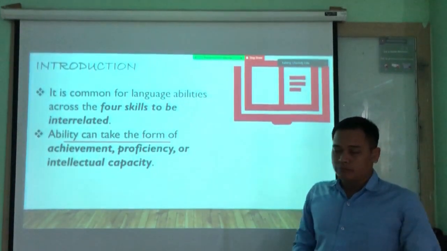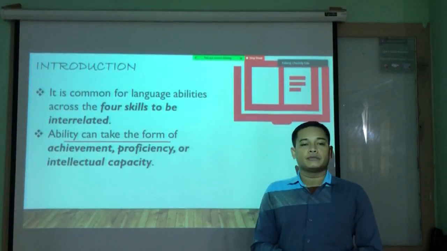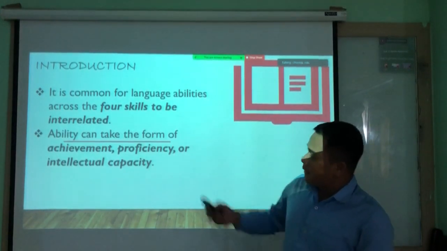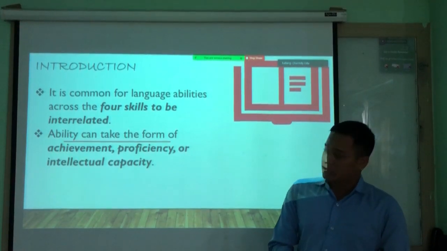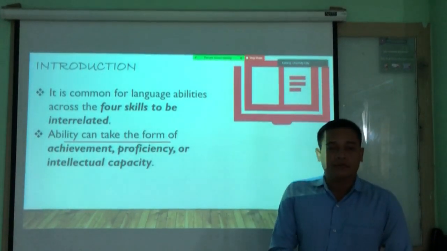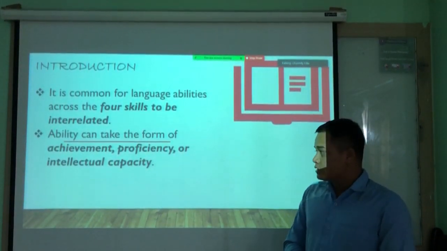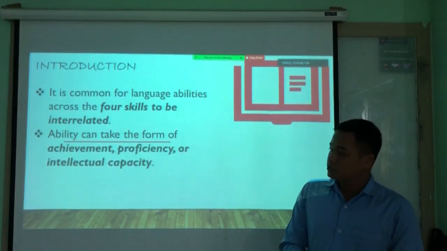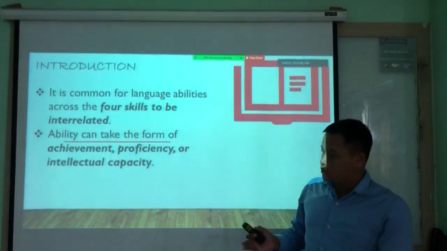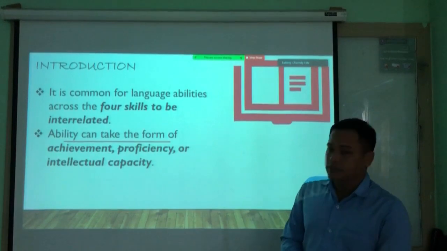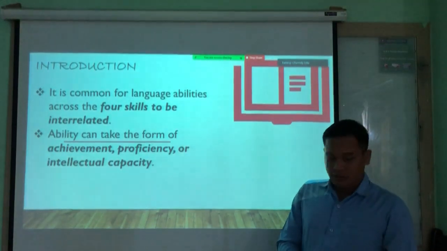Those 4 skills are also combined together, or interrelated, which can help a student to improve their communication skill easily. So ability can take the form of achievement, proficiency, or intellectual capacity. If the student knows exactly how to do the 4 skills effectively, in one way or the other, they can use it for our communications. And we try to achieve the result for the student for those 4 skills, and we can help them accomplish the other reality of the test. So that's why the student remains to learn 4 skills.